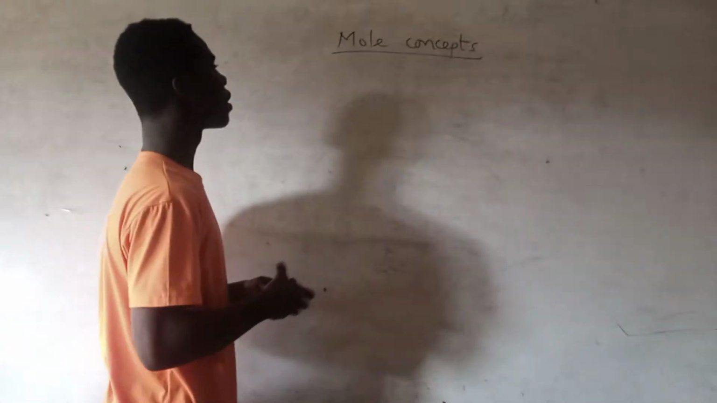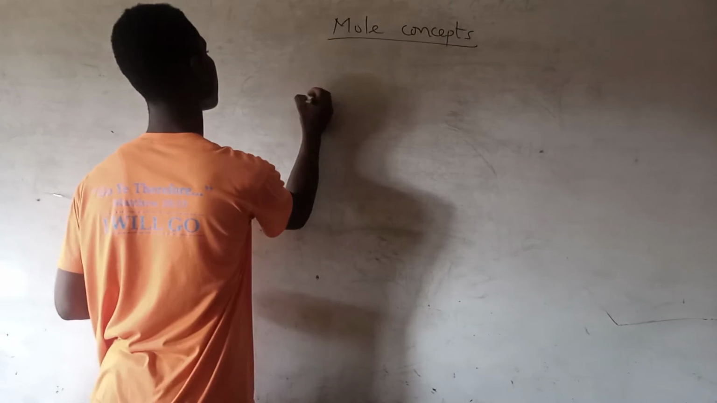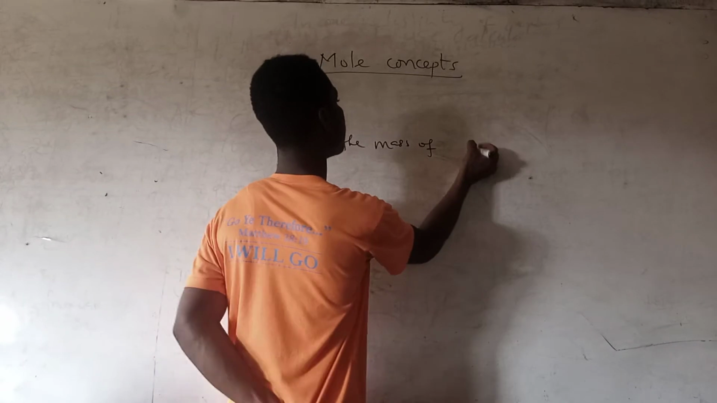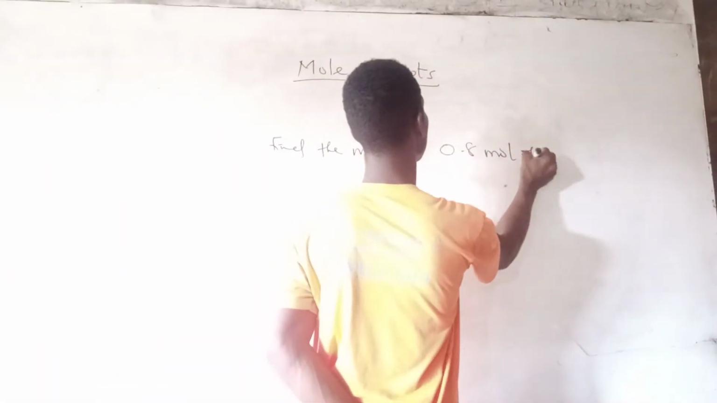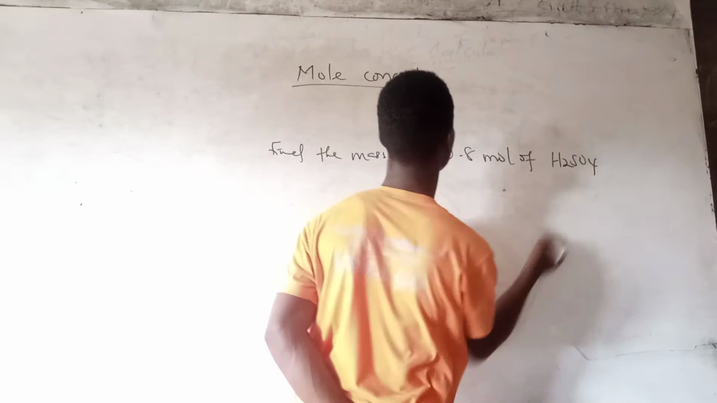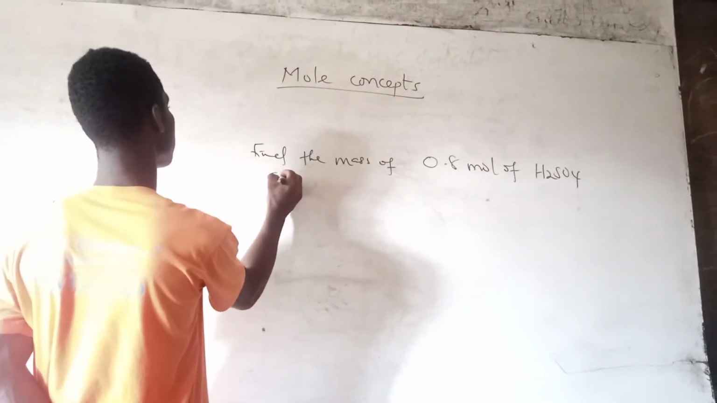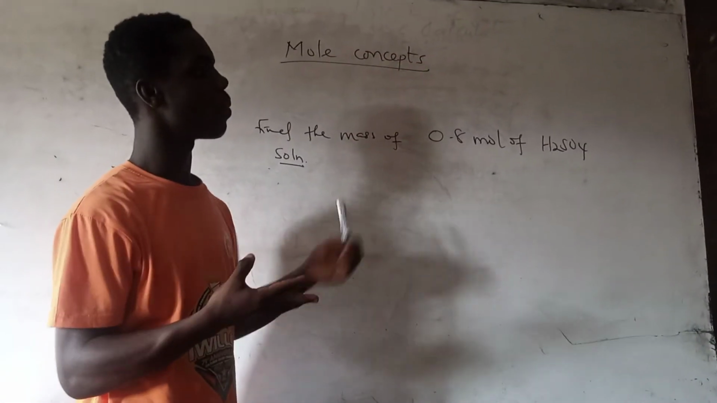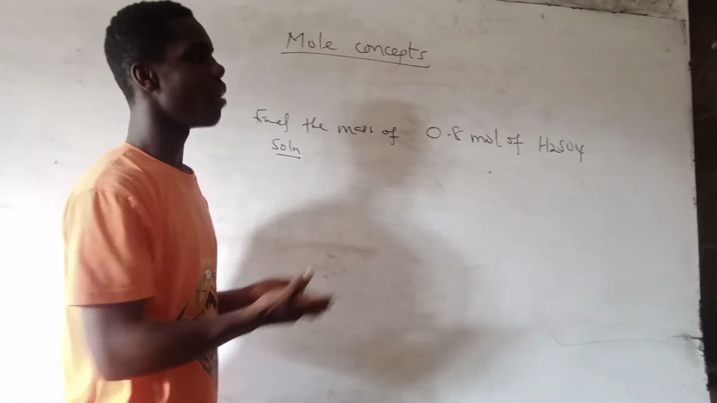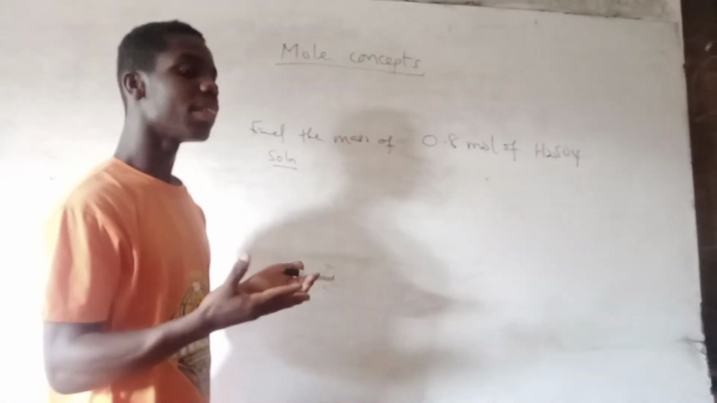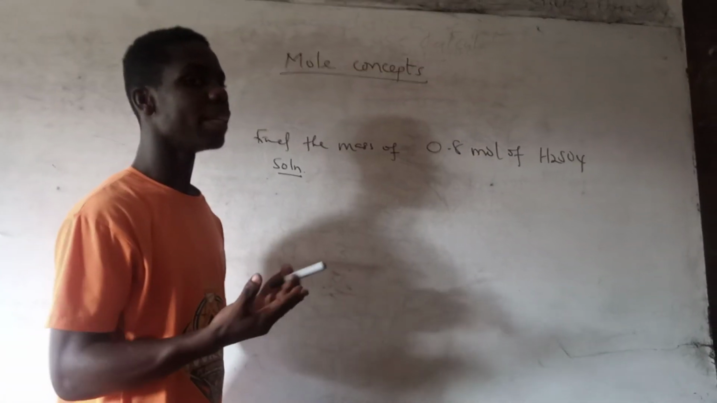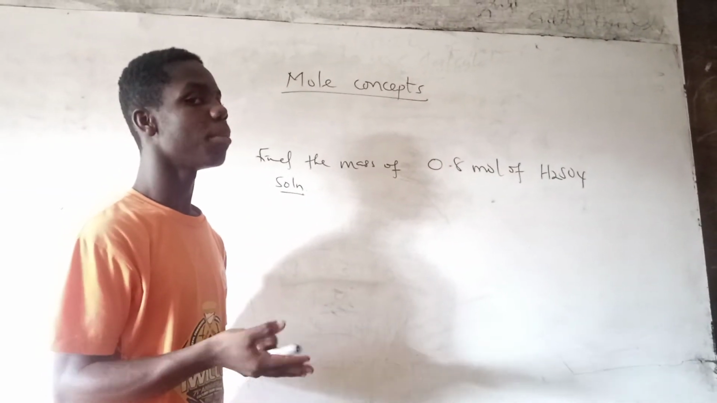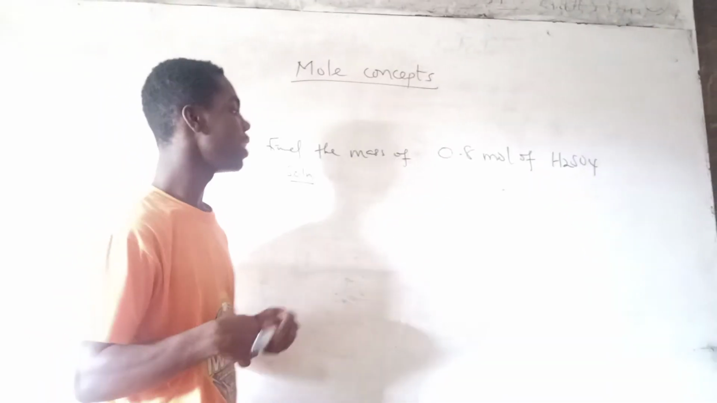Okay, so let's solve another example. Find the mass of 0.8 mole of H2SO4. The molar masses were not given in the question, but these are very simple to determine, because we know that the mass number of an element is determined by the proton number plus its neutron number. So we know how to determine them.